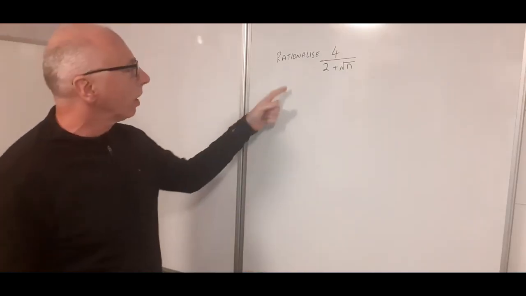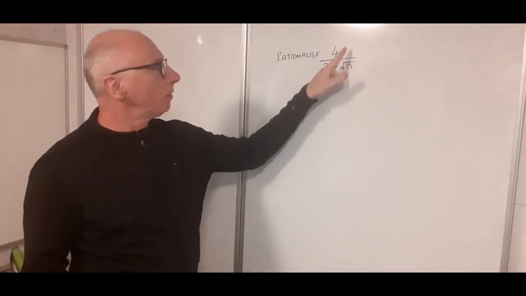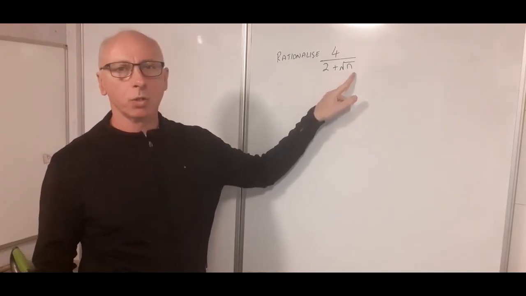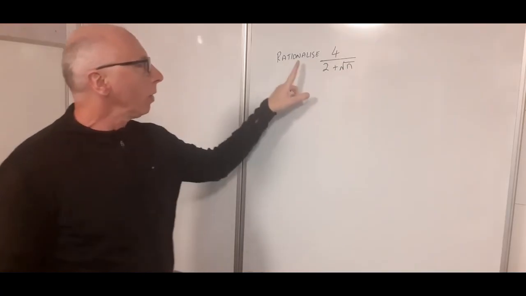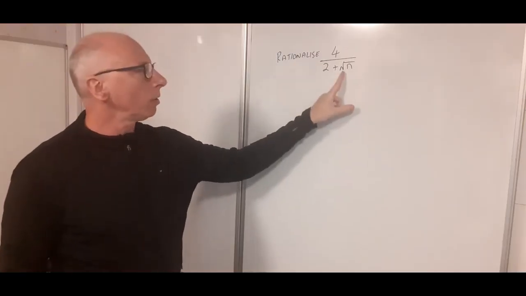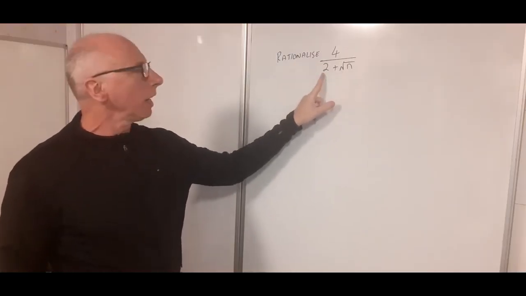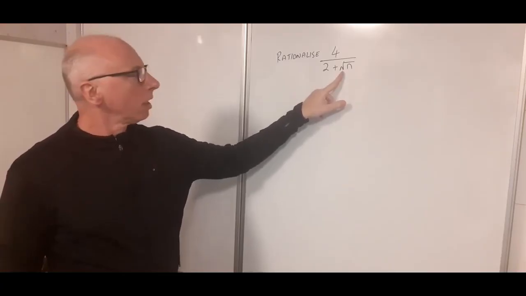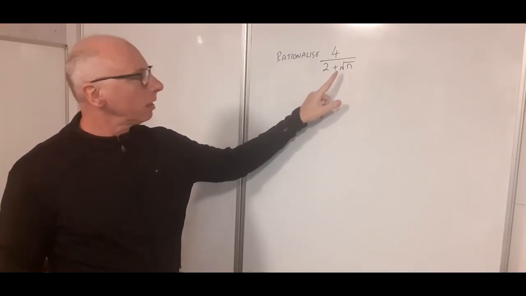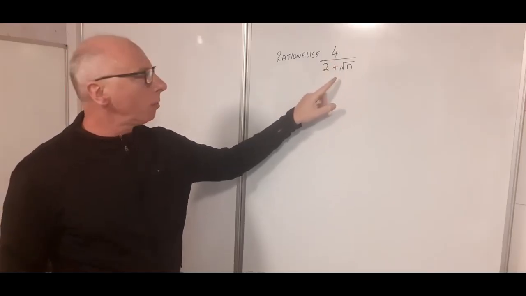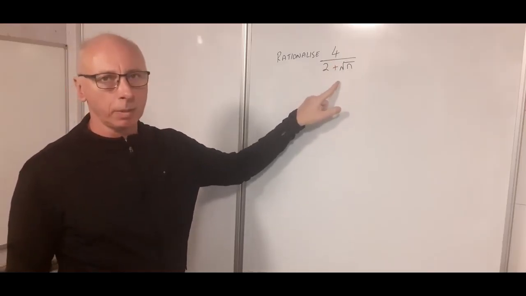So here we want to rationalise this expression here, 4 divided by 2 plus the square root of n. Now whenever we rationalise, what we need to do is get rid of any square root term in our denominator. So what I would suggest here is multiplying through by what I would call the conjugate of our denominator.